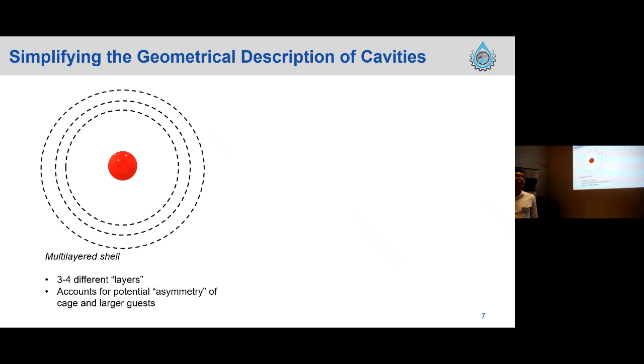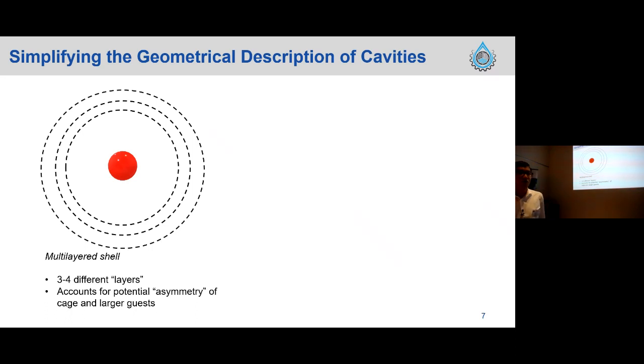This multi-layered shell splits up the cavity into 3 or 4 different layers or radii. The idea is that we account for the potential asymmetry of the cage that the spherical assumption doesn't account for, and we account for the fact that larger gas might distort the cage as well. The problem with this approach is that you add a significant number of parameters, because instead of having one layer to consider, you now need to consider 3 layers, each with their own associated set of parameters, and you're also going to increase the number of calculations required.